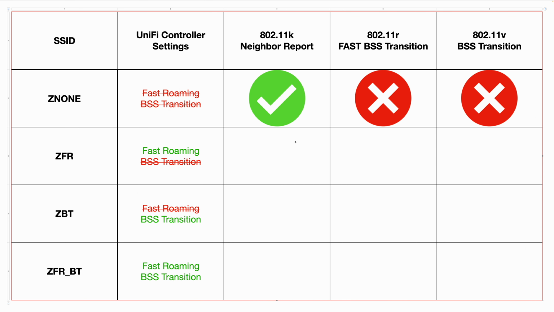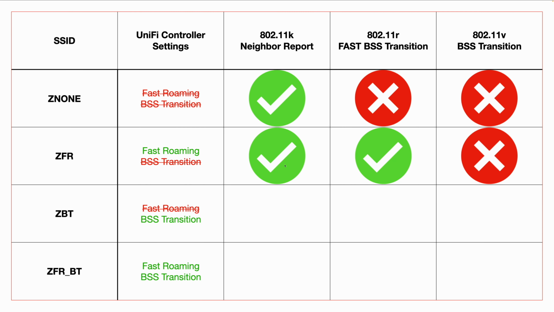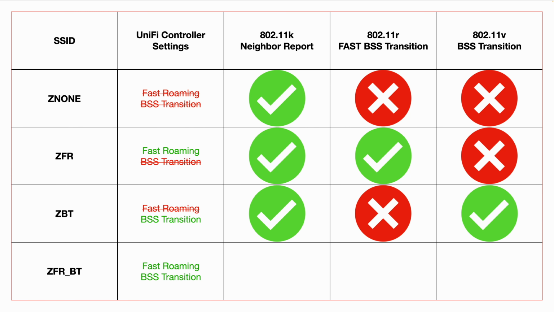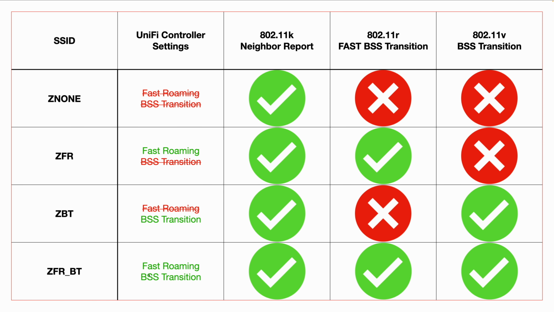Okay, so let's briefly go through the results. For the SSID ZFR, as expected, 11K is supported, 11R is supported, 11V is not. And for ZBT, 11R is disabled, 11V is enabled. For the very last one, because we have both UniFi settings enabled, we have all green results. That's expected. So basically the interesting finding is for 11K, no matter what you set on your network controller, it's always enabled. And for 11R, the setting on the network controller is for the IEEE 11R standard.